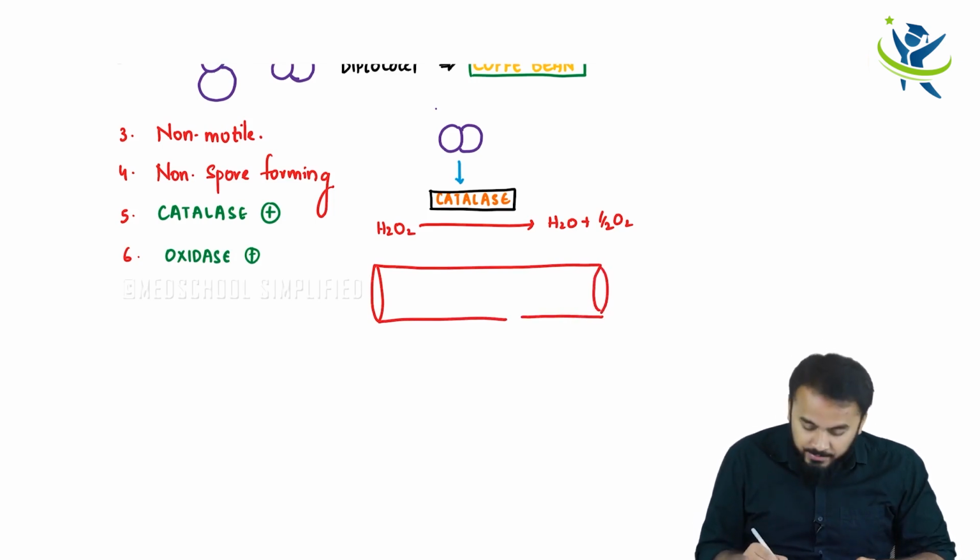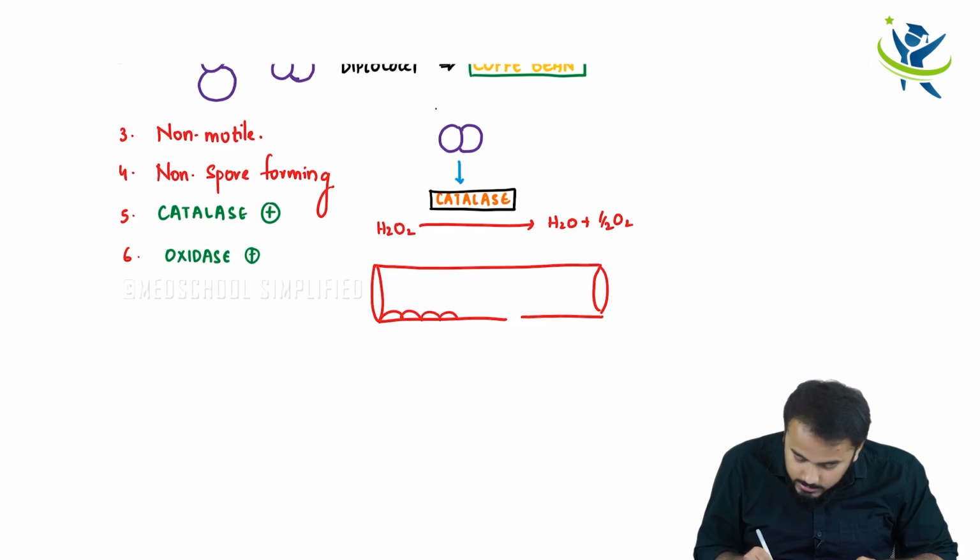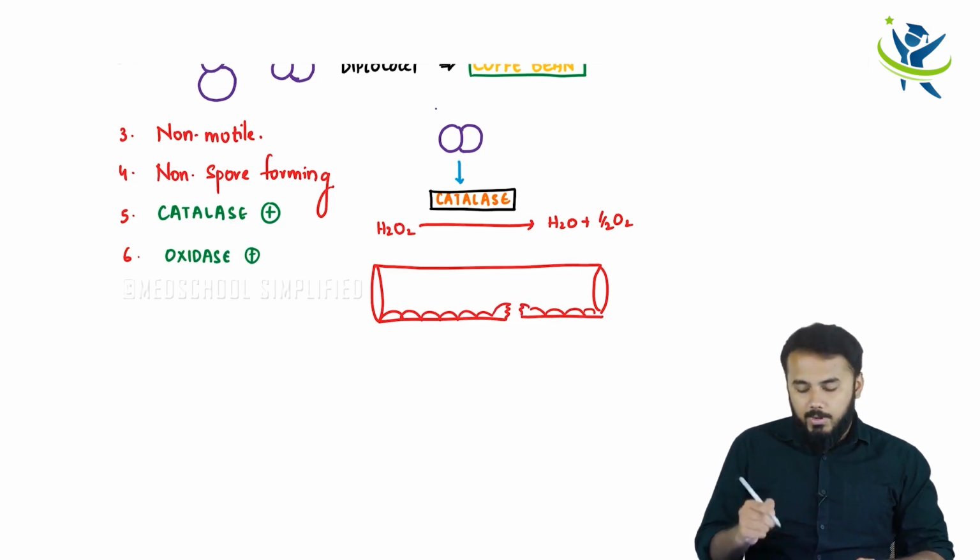This is a blood vessel. Now these are the endothelial cells. Let us say that some of the endothelial cells are damaged like this. The blood vessel got ruptured.